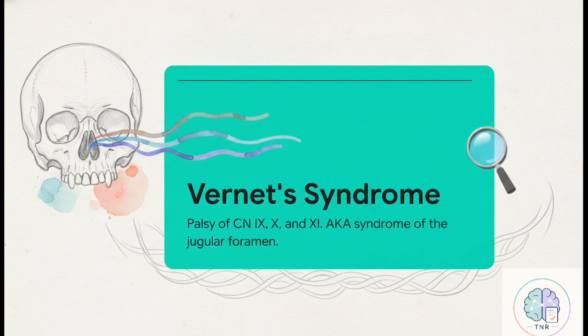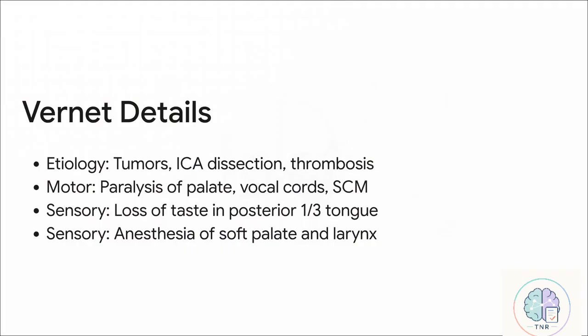Usually, this stems from an intracranial lesion, and because it perfectly encompasses those three specific nerves exiting the jugular foramen, it's classically known just as the syndrome of the jugular foramen. Let's look at the etiologies for Vernet's syndrome, point by point, so we don't skip anything important.